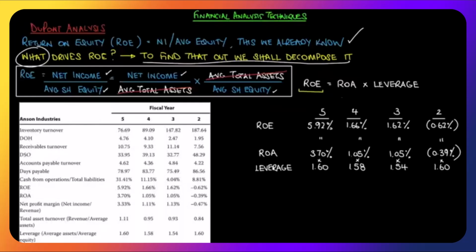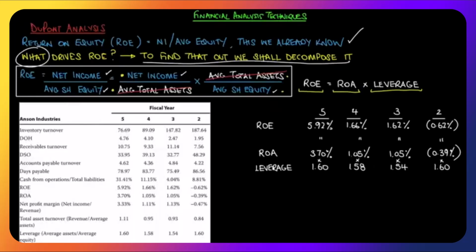Net income over average total assets is return on assets. Average total assets over average shareholders' equity, as we said we're going to use, is leverage. So sit back and look at that. You as an analyst can say, we can improve our ROE either by improving our return on assets, generating more net income per dollar of assets used, or we can improve ROE by using leverage, assets to equity.